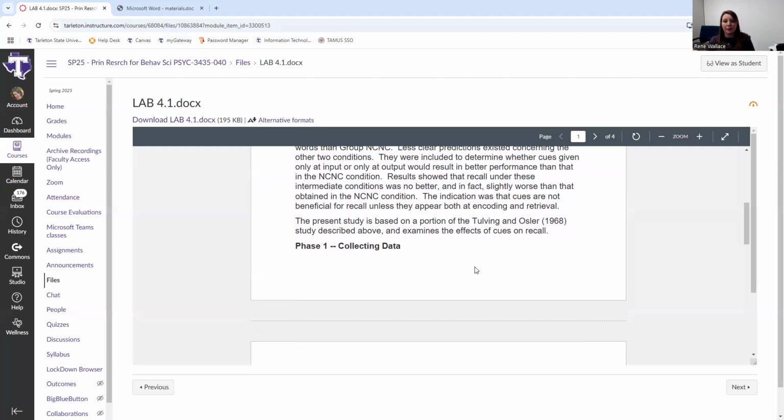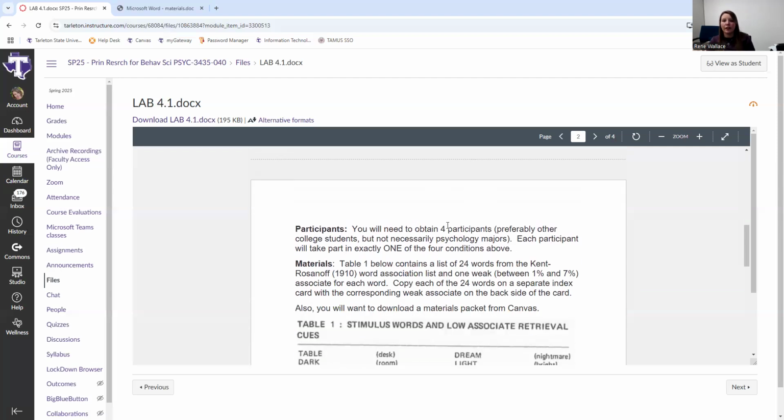So your study is based on that. But again, instead of doing like 16 people, you're just going to do 4. So you're going to collect your data. You need 4 participants, preferably college students. They don't have to be psych majors. And they could be your same 4, or a different 4 if those other 4 people you've been using all semester aren't talking to you anymore and you have to find new friends.